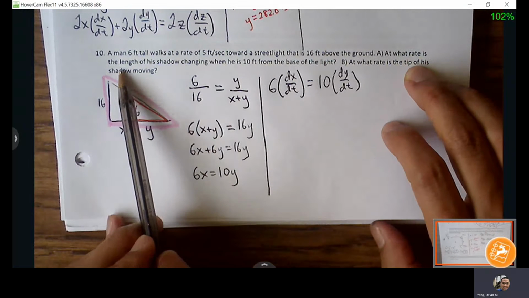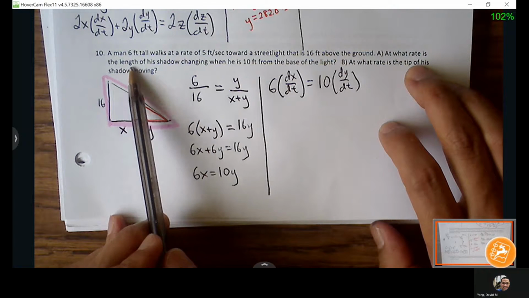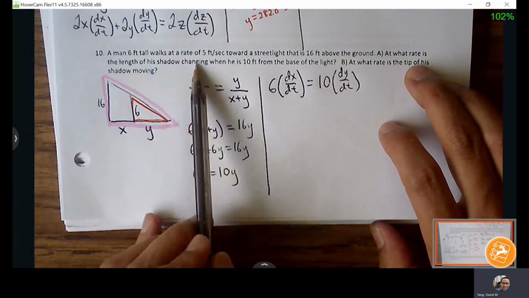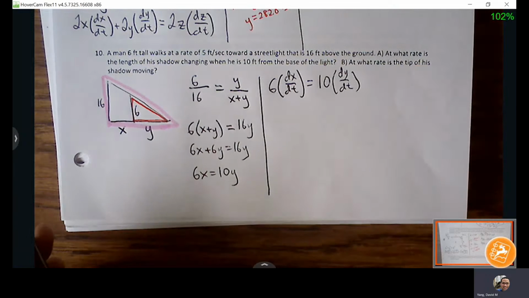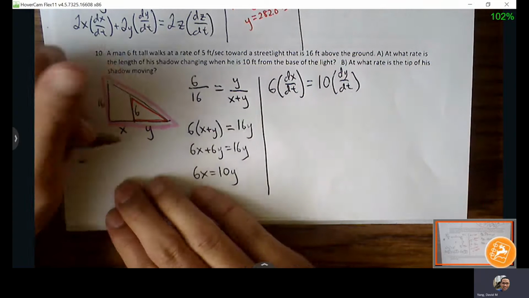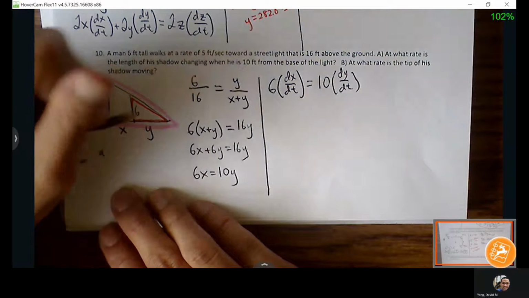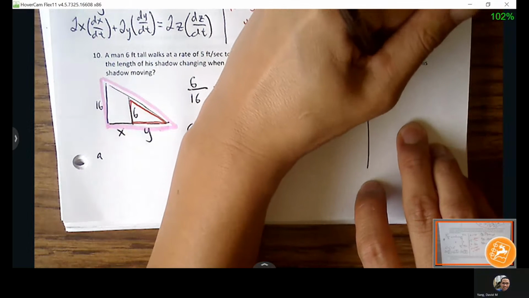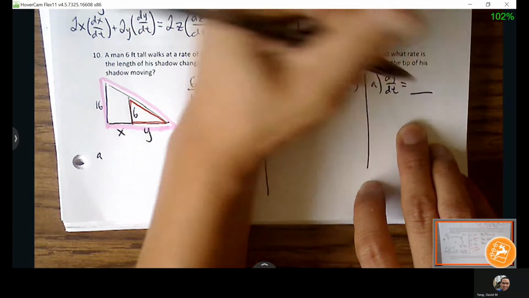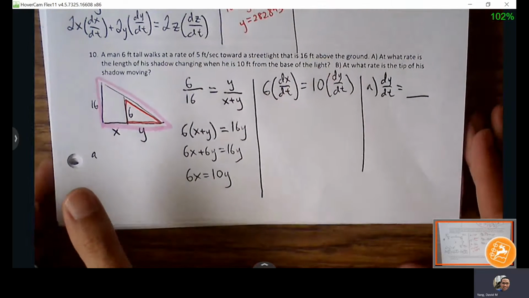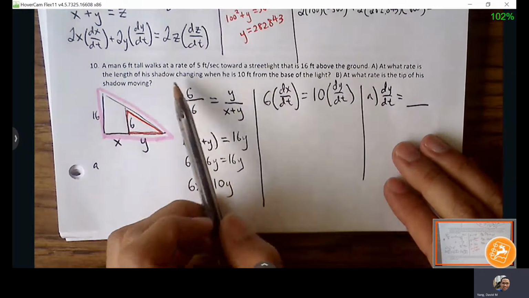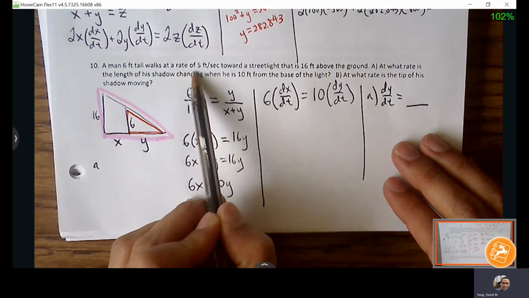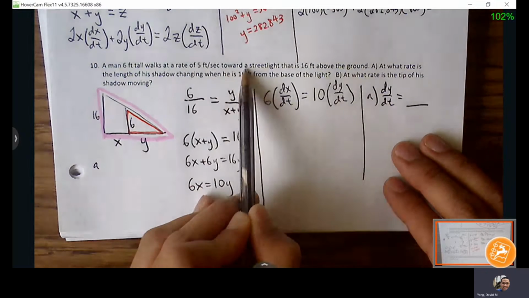Okay, so part A, at what rate is the length of the shadow changing? What are we looking for for part A? Yeah, dy over dt. dy dt is the rate of change of the length of the shadow. The man walks at a rate of 5 feet per second towards a street lamp.